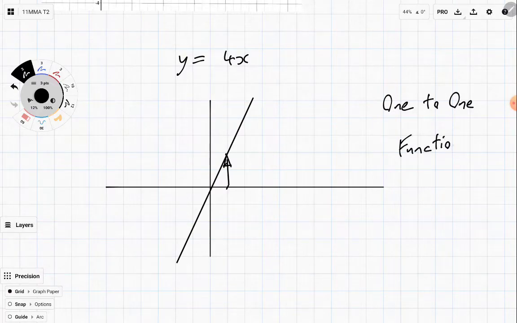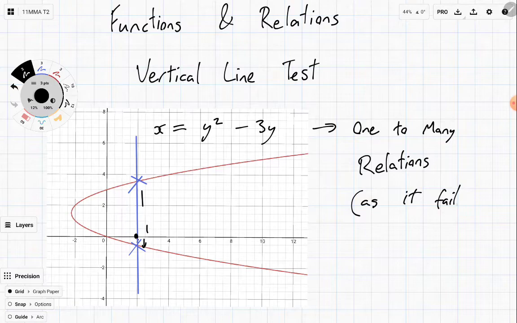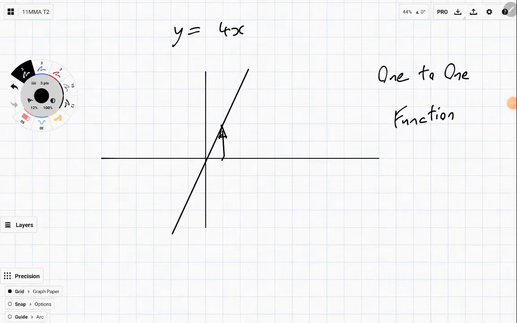Alrighty, so we have 1 to 1 as a function. We said 1 to many is a relation because it fails the vertical test. Whereas this graph here is a 1 to 1, which makes it a function. Let's look at another one and see what we think.